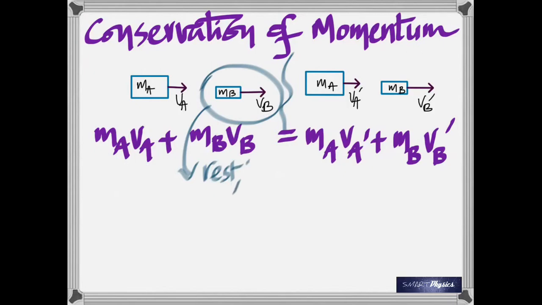Now, if the second object was at rest, then its momentum is zero, of course, because the velocity is zero. Just keep that in mind. Okay, so that's the conservation of momentum. The total momentum is conserved if there is no external force acting on the system.